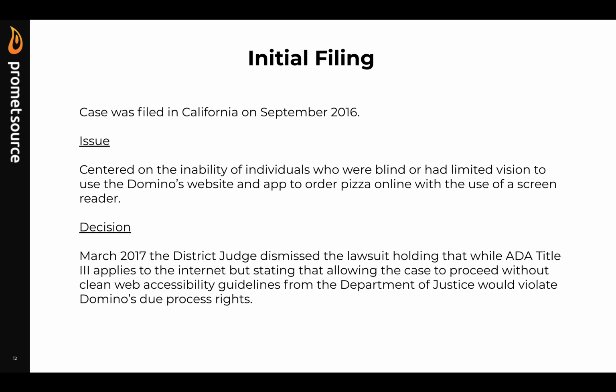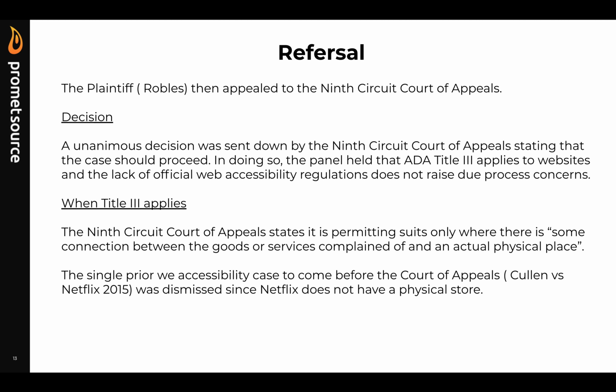The case was filed in California in September 2016. In March 2017, the district judge dismissed the lawsuit, holding that while ADA Title III applies to the Internet, allowing the case to proceed without clear web accessibility guidelines from the Department of Justice would violate Domino's due process rights.